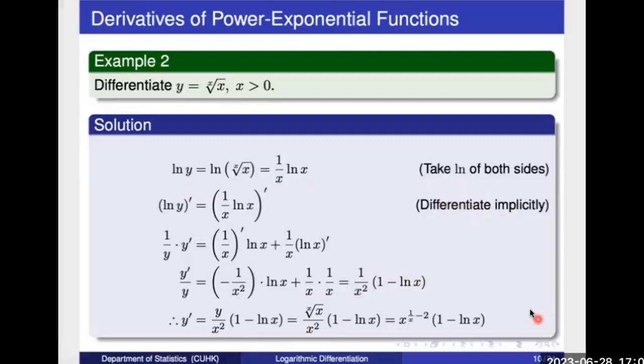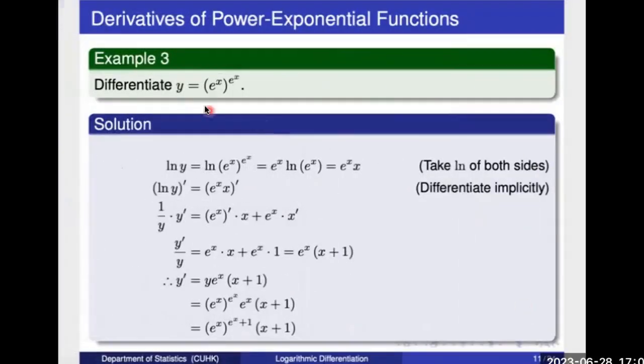On the next slide, we have another example where we are asked to differentiate y equals e raised to the power x. To solve this, we have to take the natural logarithm of both sides to get natural logarithm of y equals e to the power of x times natural logarithm of e to the power of x, which equals e to the power of x times x. Differentiate both sides implicitly with respect to x to get the derivative of natural logarithm of y equals the derivative of e to the power of x times x.